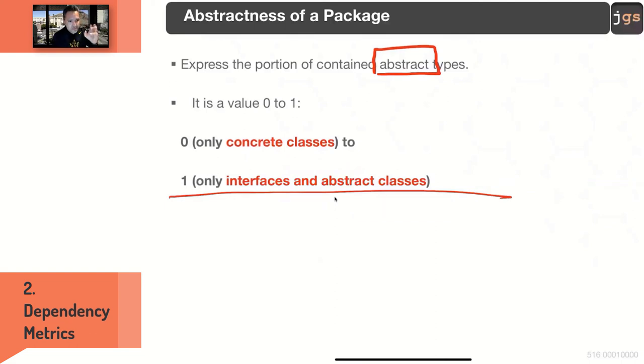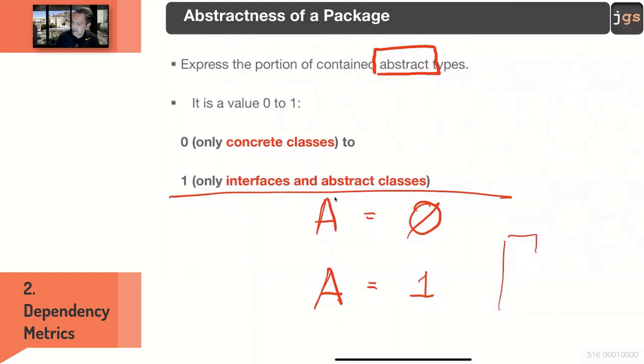If I give you one abstract class, or one interface, and I ask you for the abstraction metric of that class or that interface, the value is one, period. On the opposite, if I ask you for the abstraction metric of any class that is not abstract and is not an interface, the abstraction is going to be zero. For classes, it's very simple, one or zero.